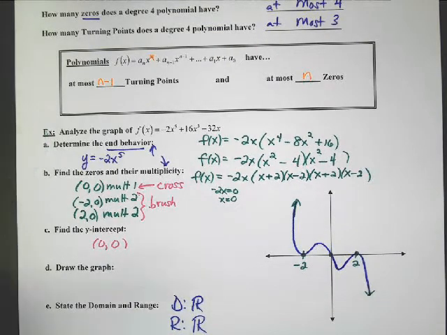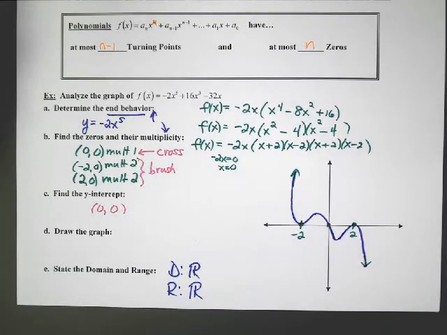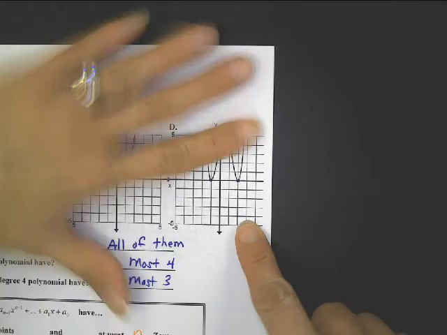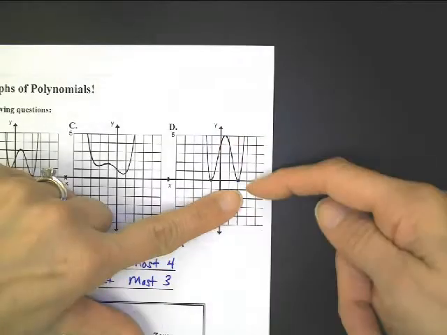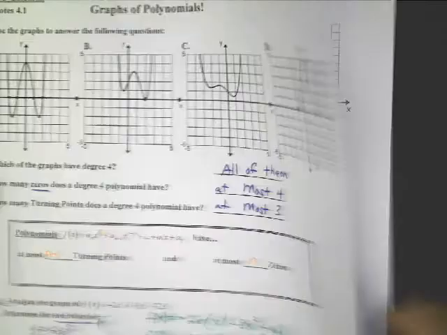Is the range always all reals? The range for all these polynomial graphs? No. Take a look at this one right here. What's the range? It's not all reals. The range would be from 0, bracket, up to infinity.